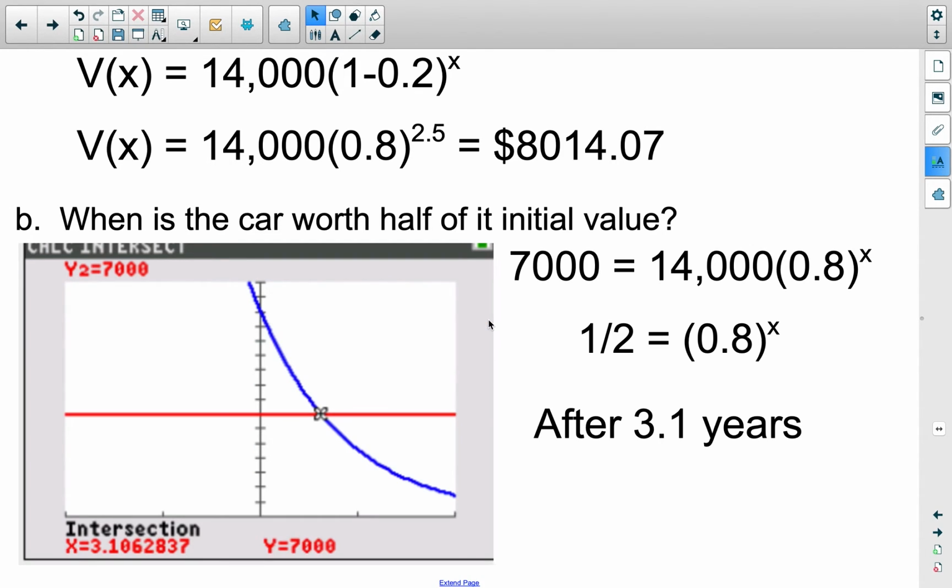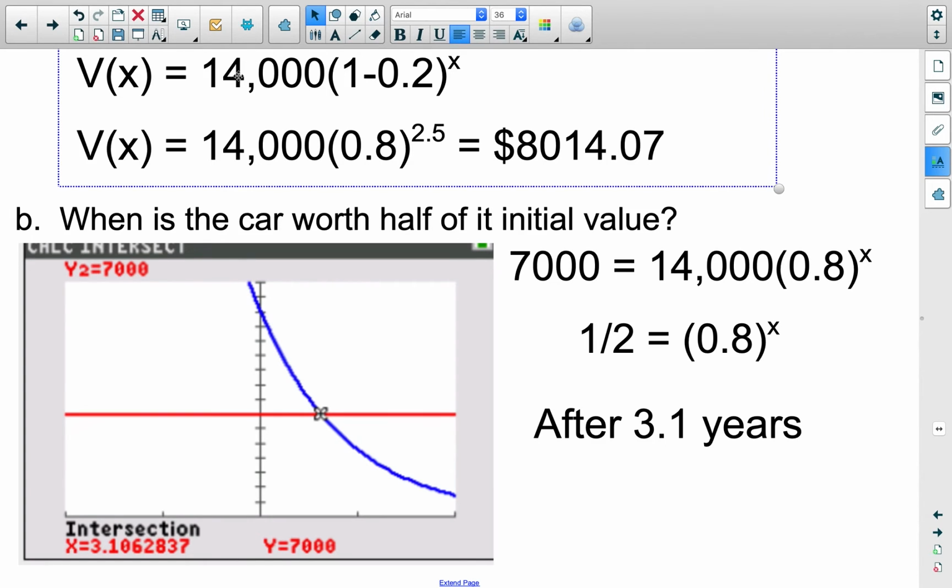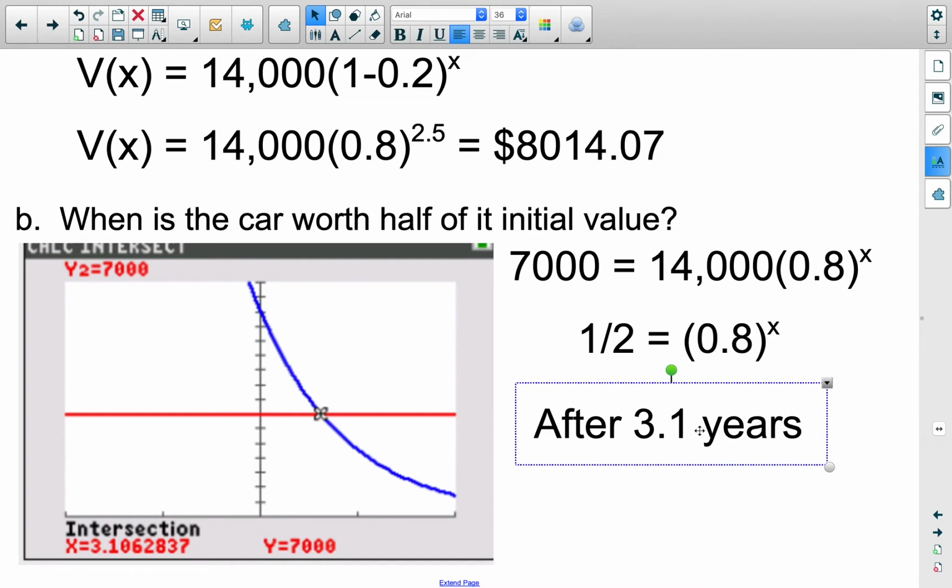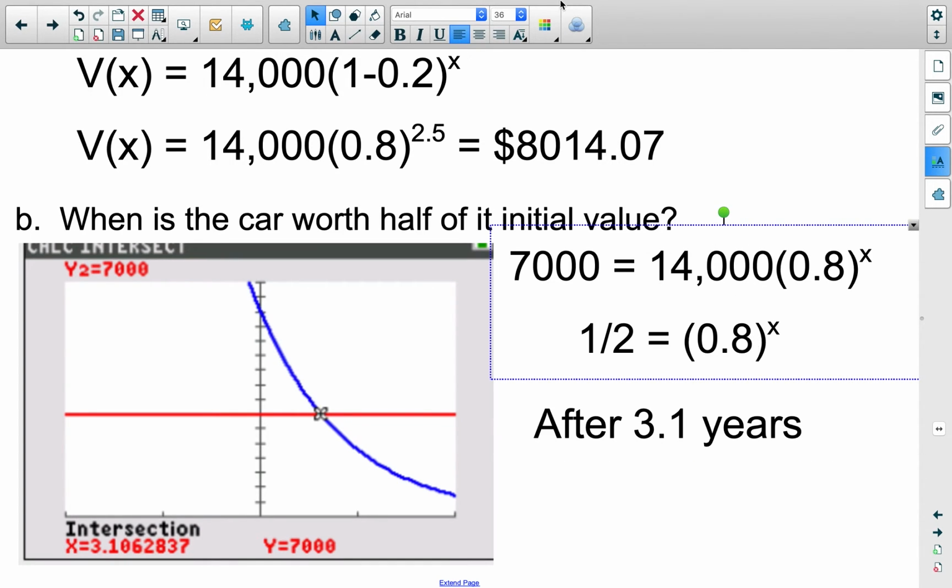Okay, you can also look at this on your calculator. So I could put the original function into my y equals, and then I can type in 7,000 into my y2, and I can look for the intersection of my model and the 7,000, and I can see that they intersect at 3.1. So that would be after 3.1 years. You don't have to show any algebraic process beyond what I have here. It can be guessing and checking if you don't want to graph it, and that is completely fine at this point.